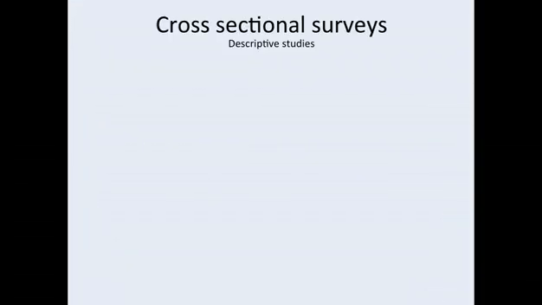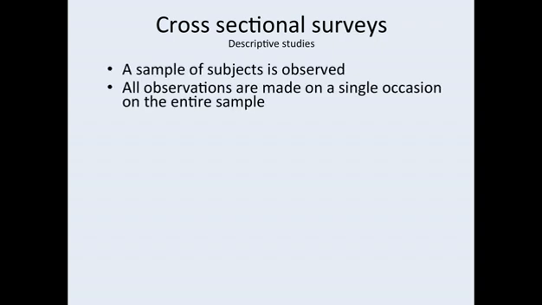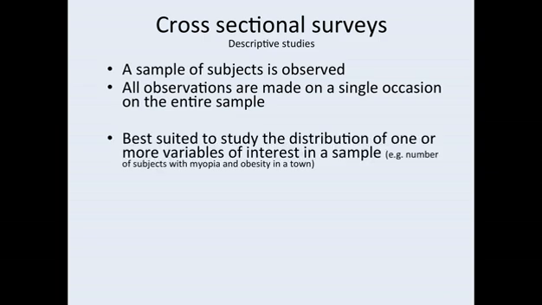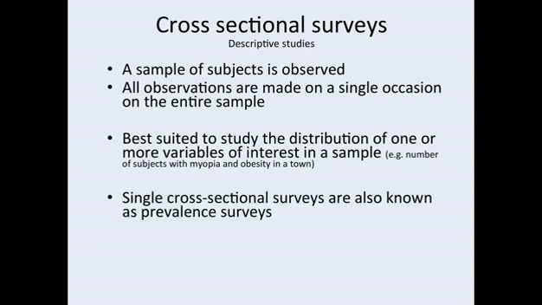Cross-sectional surveys are the most common type of descriptive studies. In such surveys, all individuals are observed at a single time point. This design is very useful if one wants to study the distribution of one or more variables in a sample. For example, we can conduct a cross-sectional survey to establish the number of subjects with myopia and obesity in a town. Such surveys are also called prevalence studies, as they help establish the prevalence of a health problem.